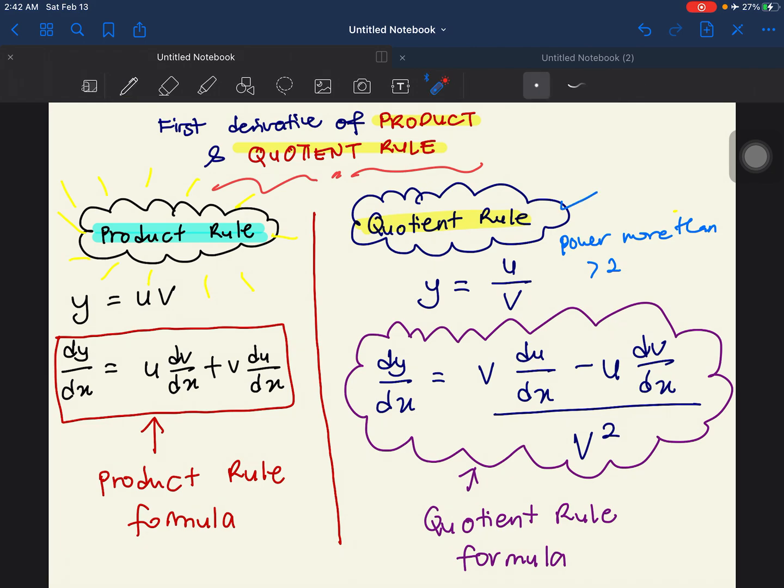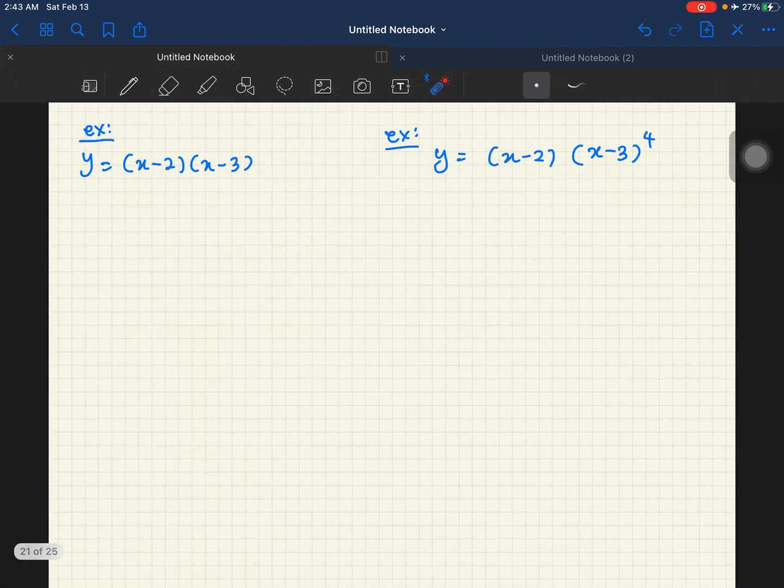Okay, so it should be u over v. So this is the formula. dy over dx is equals to v du over dx minus u dv over dx, all over v square. So this is the quotient rule formula and this is the product rule formula. You might want to jot this down first. Okay, so moving on to the next page.